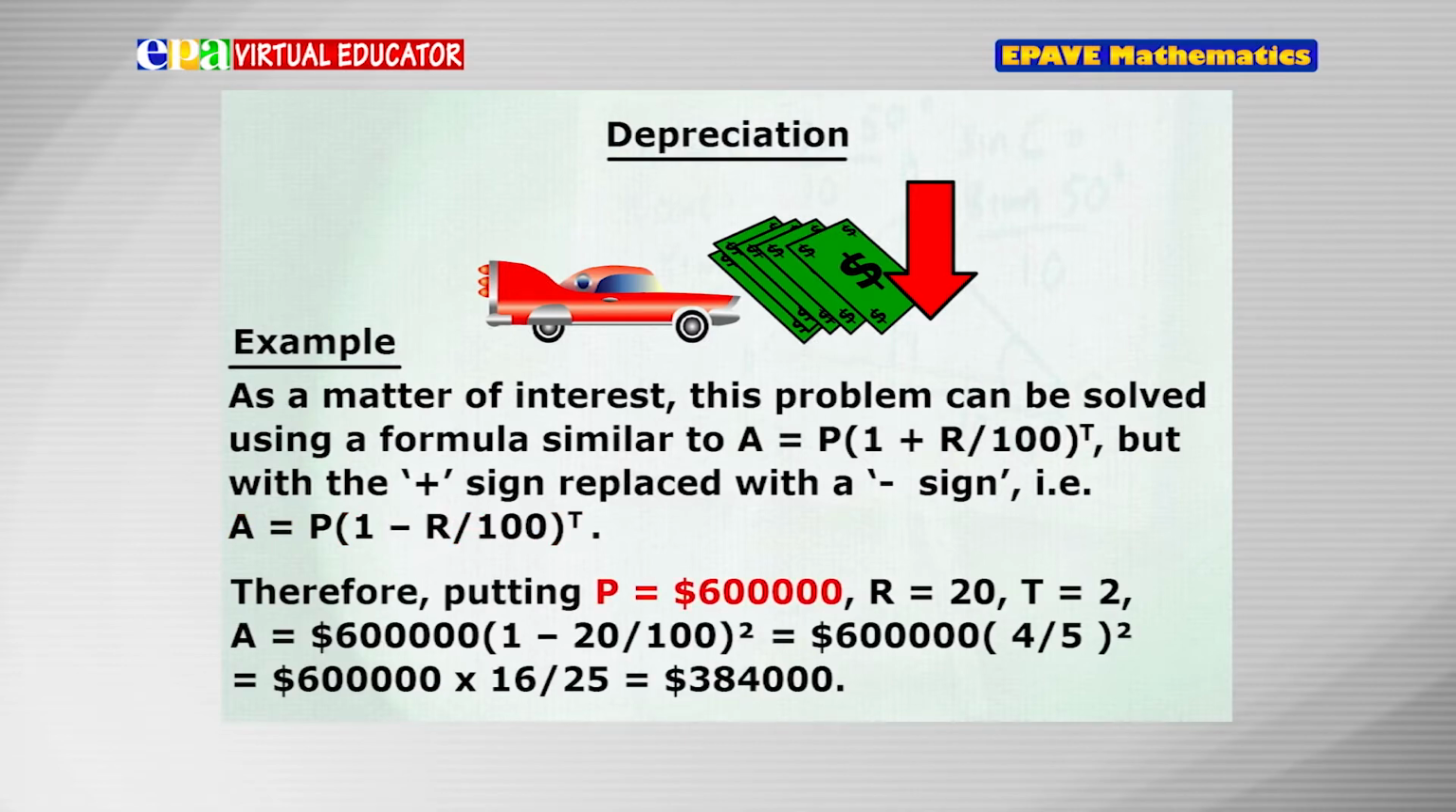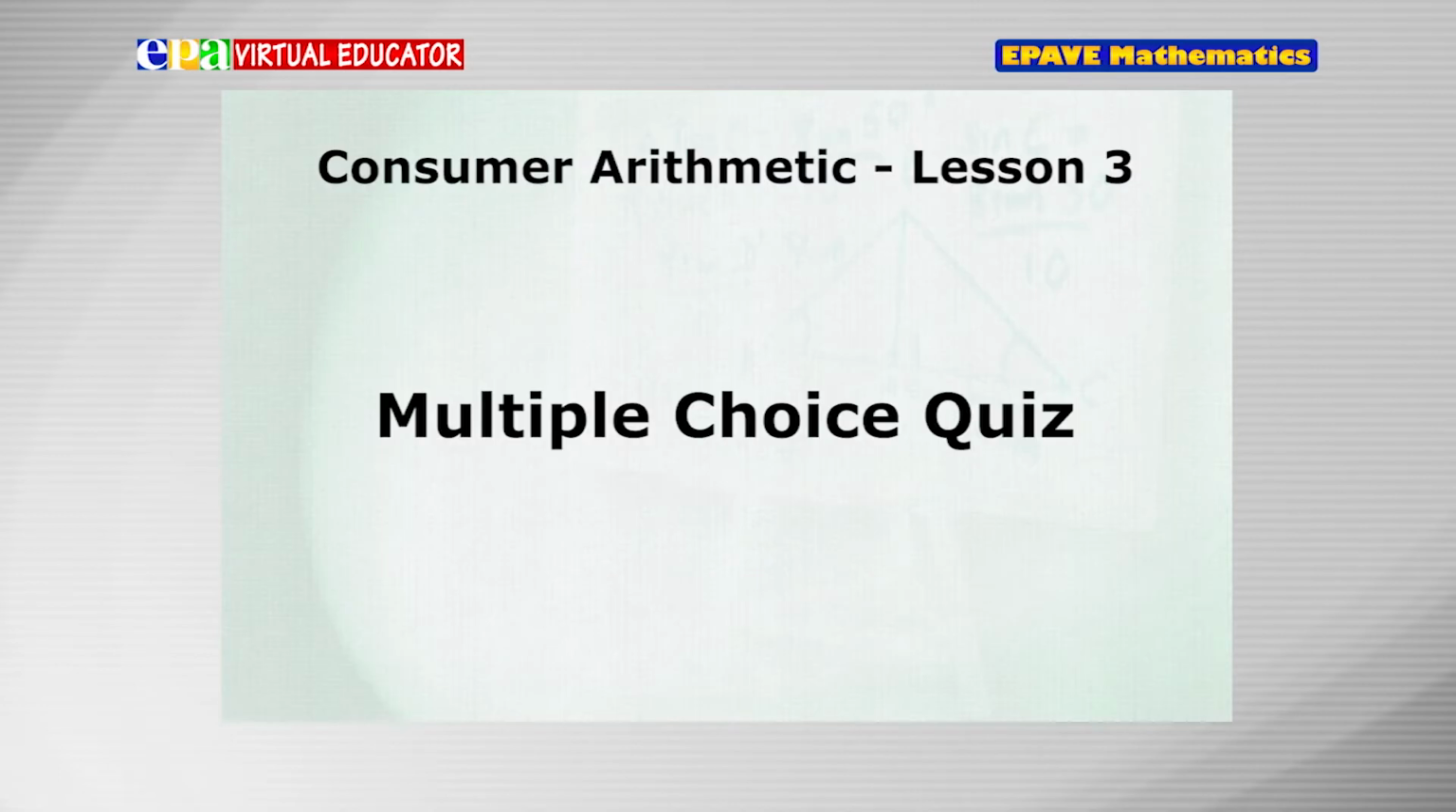Therefore, putting P equals $600,000, R equals 20, T equals 2, A equals $600,000 times (1 minus 20 divided by 100) squared, which is equal to $600,000 times (4/5) squared, which is equal to $600,000 times 16 divided by 25, which gives $384,000. You can now attempt the following multiple choice questions.